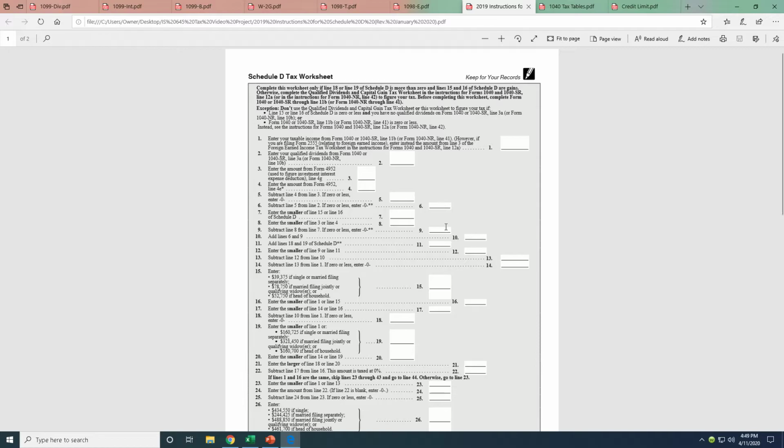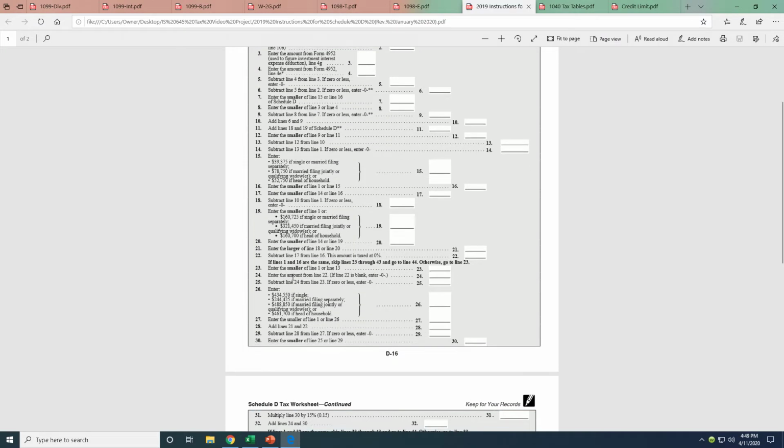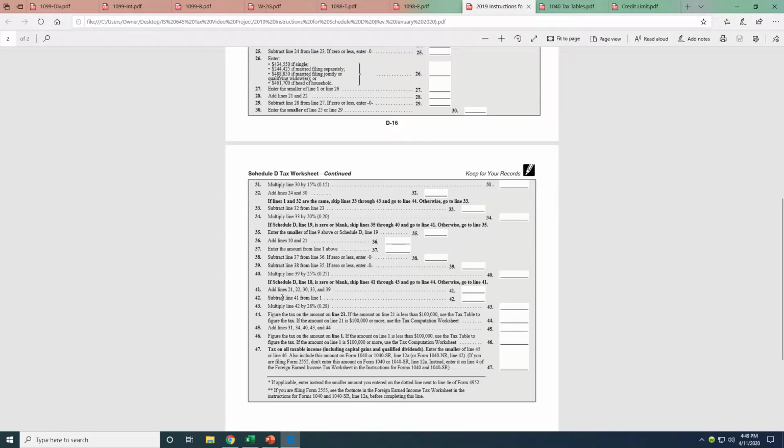All right. So you pretty much just fill this all the way out, all the way down. You just keep entering the smaller of line 1. So if you're single, you enter this amount. But I want to show you the very, very end because I'm pretty sure you guys can just multiply line 39 by 25% and add lines 10 and 21. It's not too difficult as long as you stick by the rules, but I want to show you why this is a better way to find your tax.